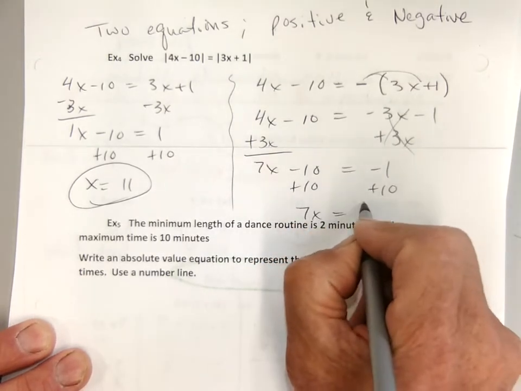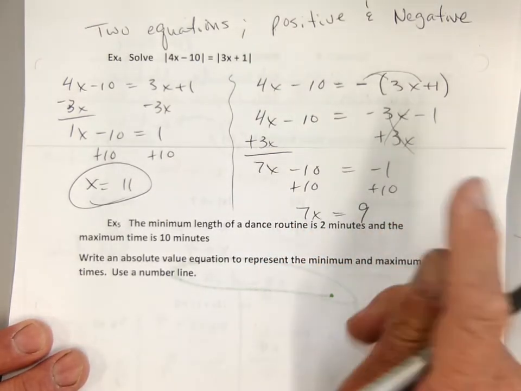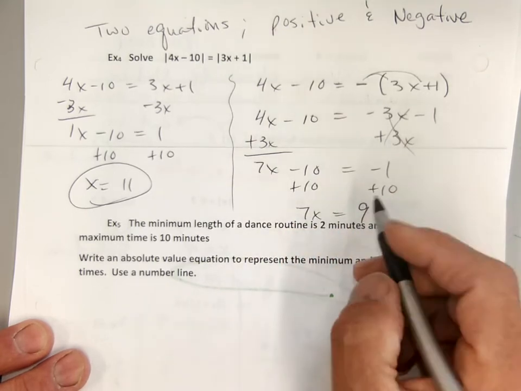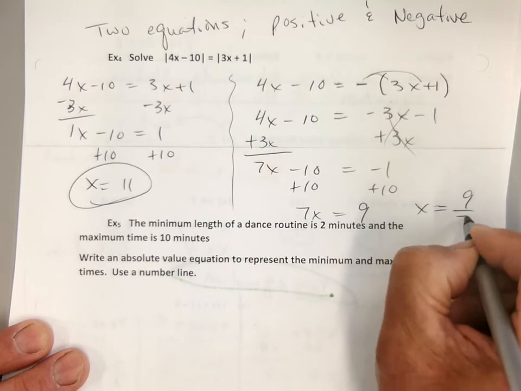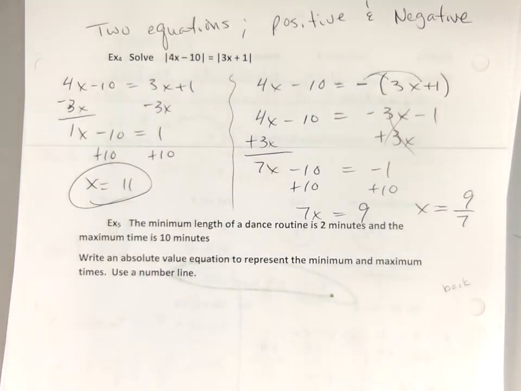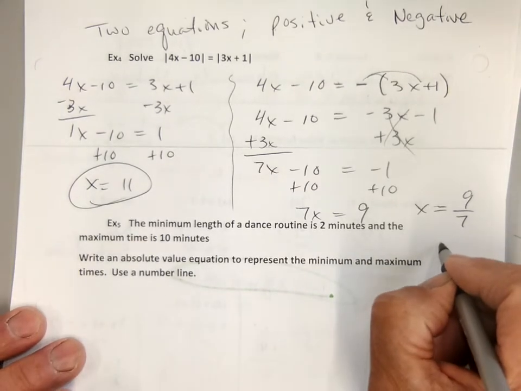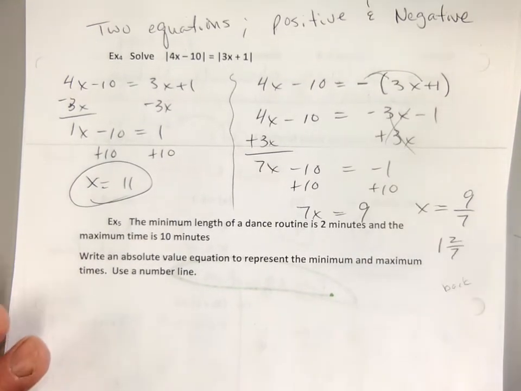7x equals 9. Divide by 7, divide by 7. If I divide by 7, I get 9/7. I like that answer. I'm okay with that answer. If you want 1 2/7, that's okay too.